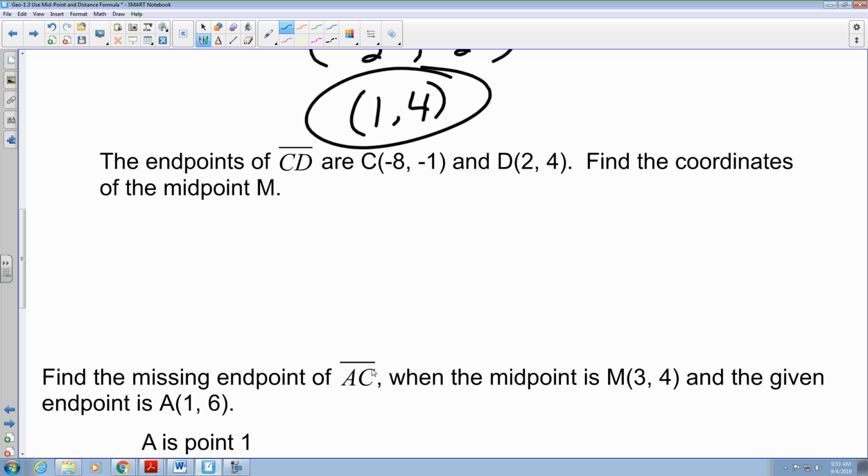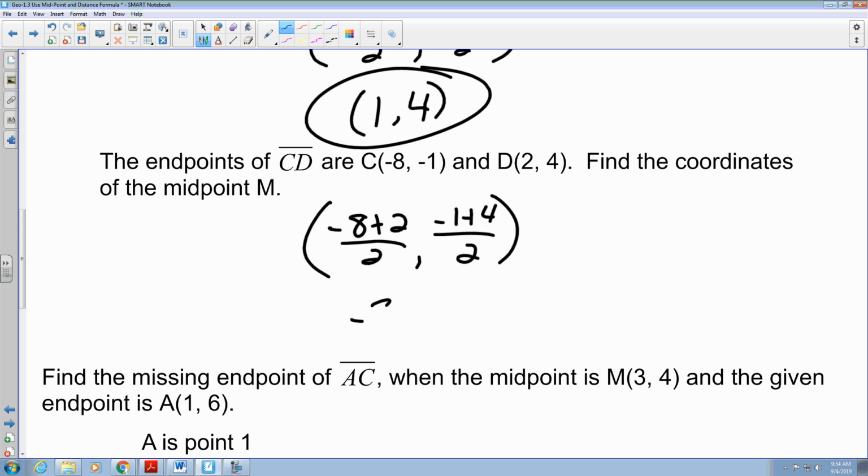So here it says we got endpoints C and D. C is -8, -1. D is 2, 4. They want us to find the coordinate of the midpoint M. So again, it's a coordinate. We take the two x values, -8 plus 2, divide that by 2, comma, add up the two y values, -1 plus 4, and then we divide that by 2. Negative 8 plus 2 is negative 6. Divide that by 2, I get negative 3. Negative 1 plus 4 is 3. Divide that by 2 is 1.5, or 3 halves.